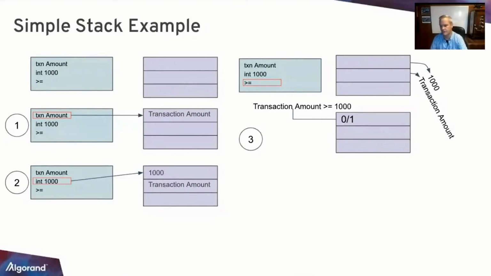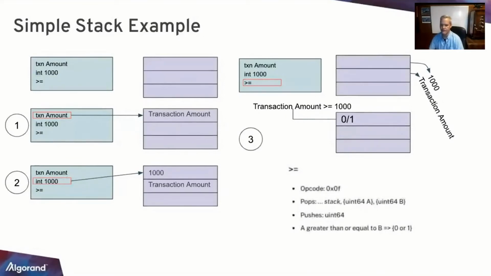Every opcode functions this way. It takes a set of parameters, pops a certain number of values off the stack, and puts a value on the stack. Those are all defined in our opcode documentation. So if you look here, this is the opcode documentation for greater than or equal to. We notice we're popping A and B off the stack, and it pushes a uint64 onto the stack, which is going to be 0 or 1. You can see the order matters when you're doing TEAL programs. In this particular case, the transaction amount would be A, and B would be the 1,000 microalgos.